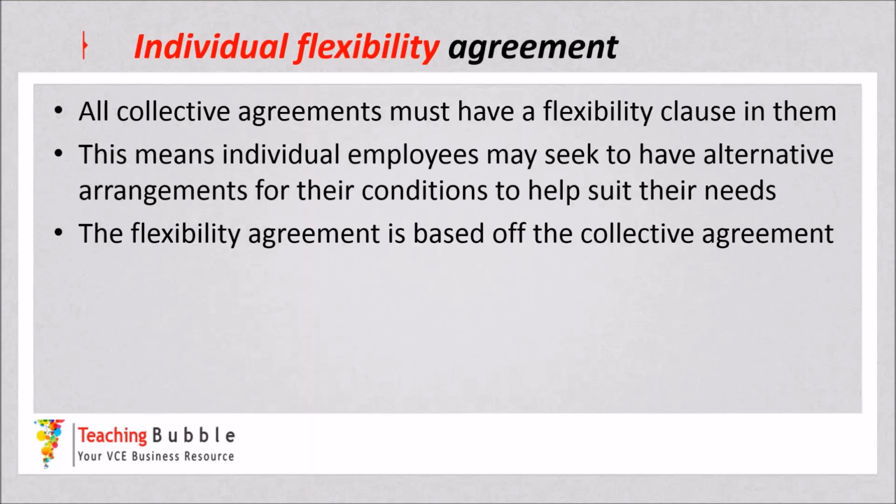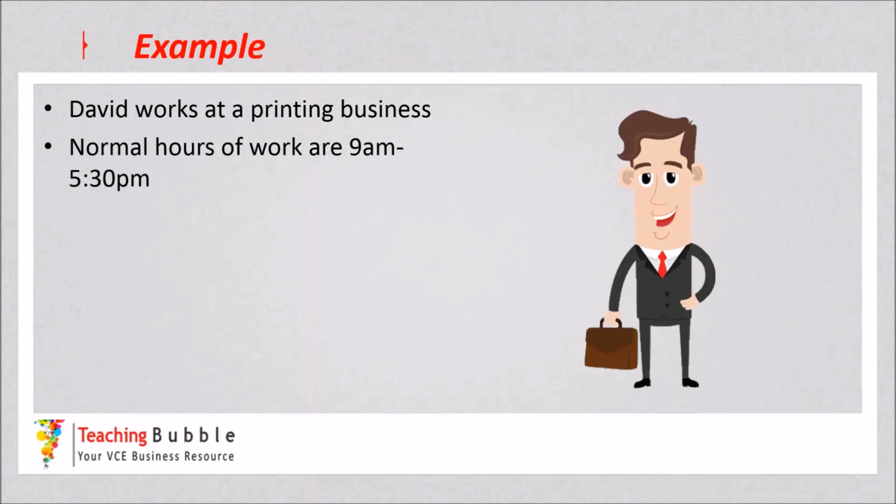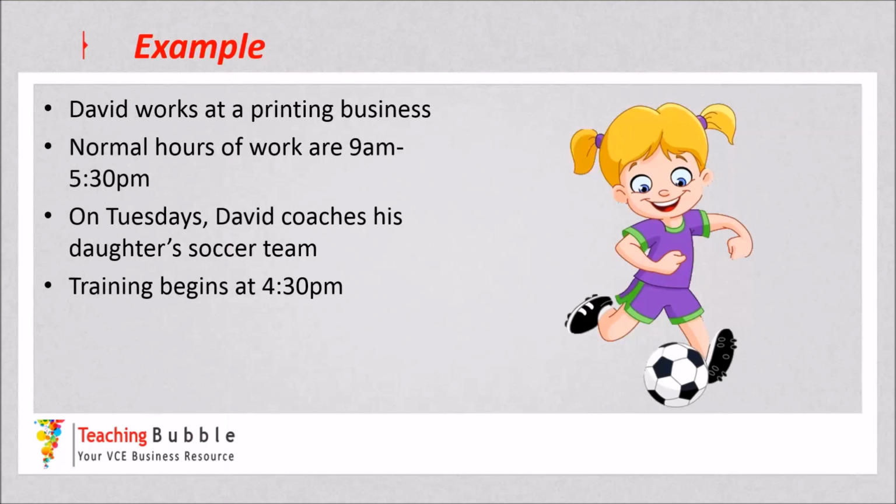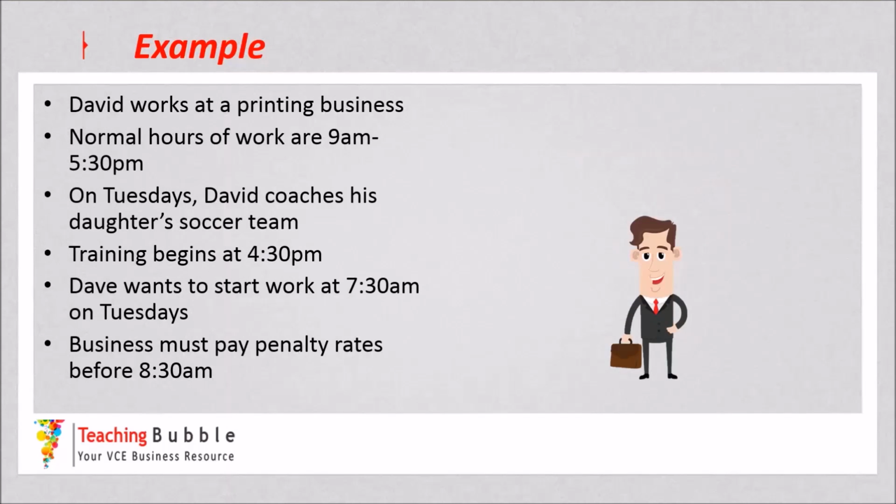Now, here, just to give you an example, David works at a printing business and his normal hours of work are from 9 a.m. to 5:30 p.m. However, on Tuesdays, he coaches his daughter's soccer team, and training begins at 4:30. So David actually wants to leave work at 4 o'clock, an hour and a half earlier. And in order to do so, he wants to begin work at 7:30 rather than at 9 o'clock, to make up that hour and a half.